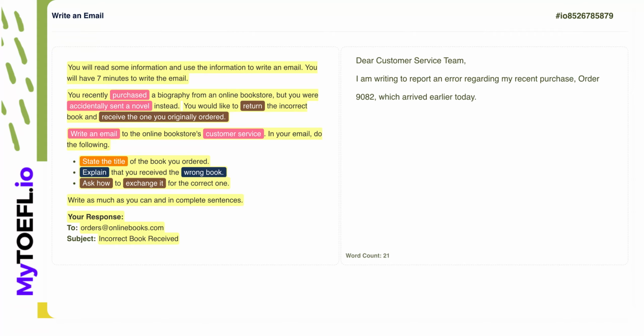We start by providing the specific order number, 9082, which is a crucial detail for the customer service team. Then we add a bit more context with the clause, which arrived earlier today. This detail helps them track the order and understand the timeline of events.